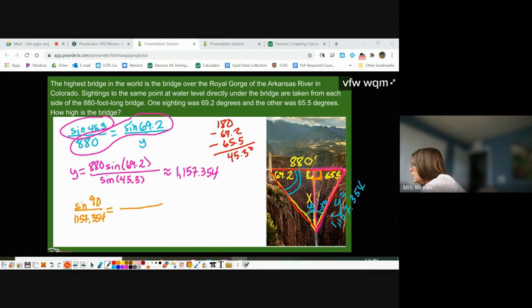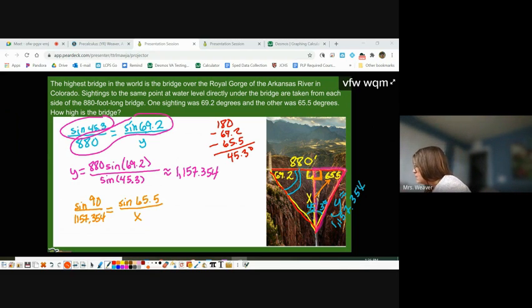Okay? So sine of 90 is 1157.354 as, now I want x. I want that height of the bridge. So what's the angle opposite of our x? The angle opposite of it is the 65.5. Now, like I said, there's always more than one way to work a problem. You could have subtracted 90 and 65.5 from 180 and gotten that small little angle piece at the top, and then you could have used it. So there's always more than one way to work a problem.